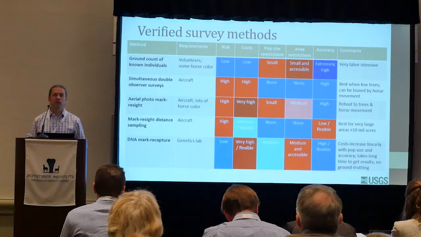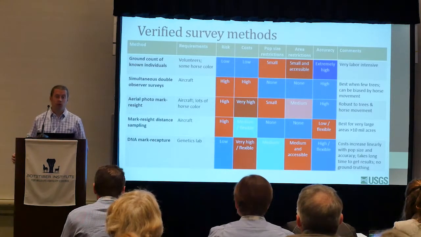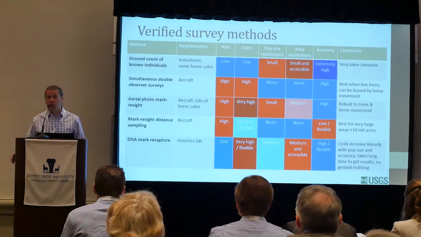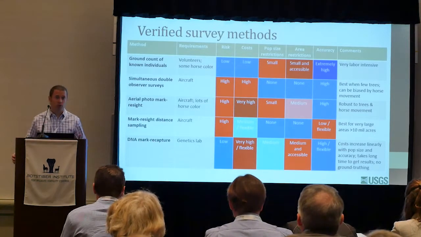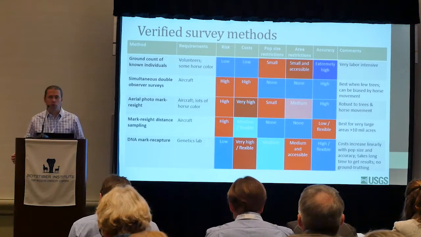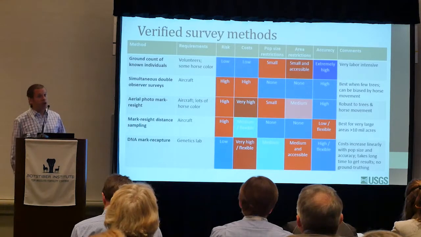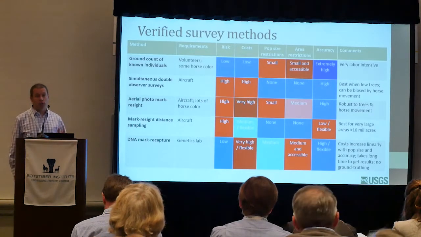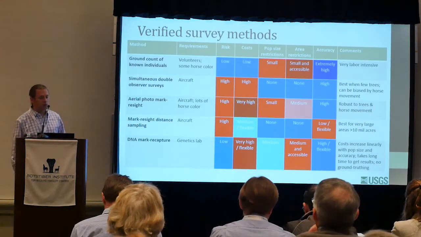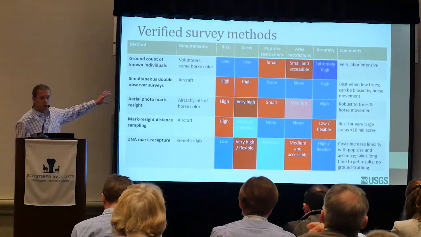It's very labor intensive. You need to be able to identify groups, which means you need a lot of horse color. You need a pretty small population size and a pretty small area. So it doesn't work everywhere, but it's effective. It's very high cost because you're flying a lot, about twice the flight time of a double observer survey. So these top 3 are basically what BLM uses.